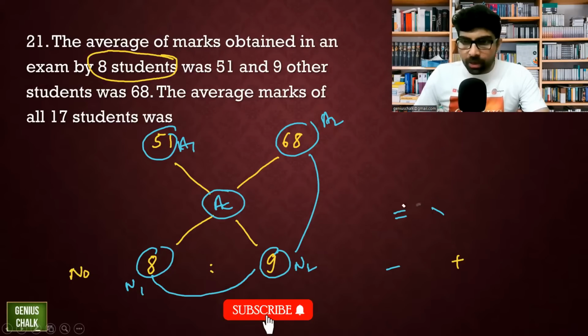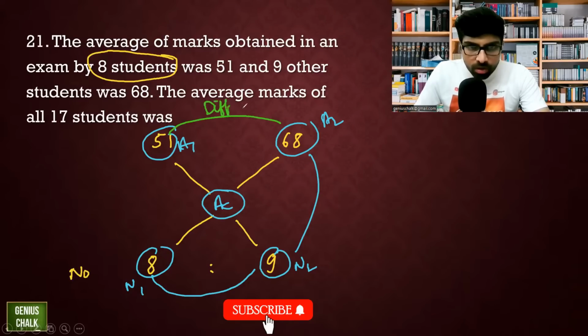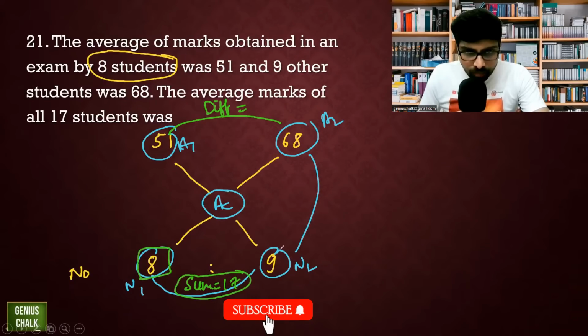So what will be happening is that, see, if this is 51, this is 68, fine. So remember this, that the difference of this has to be equal to the sum of the ratio. So what is the sum of 8 and 9? 8 and 9 is 17. So this difference is what? It is also 17. That means whatever is the ratio, that is the actual value.